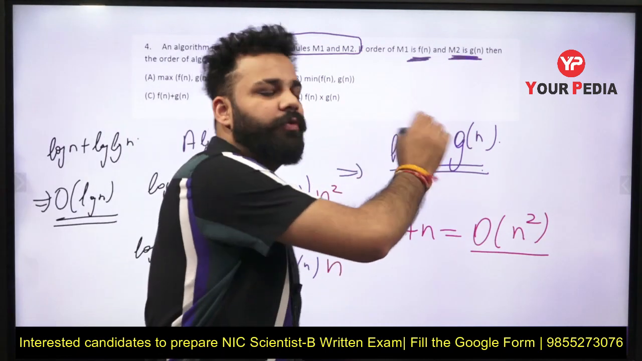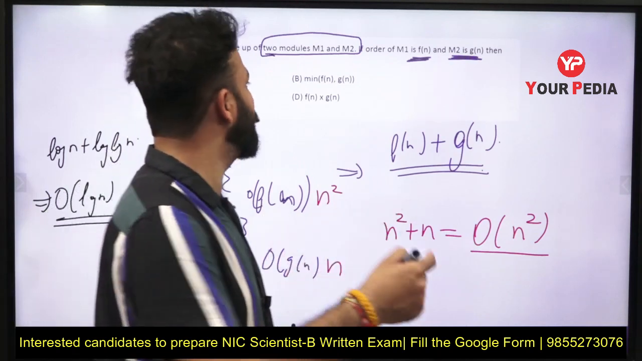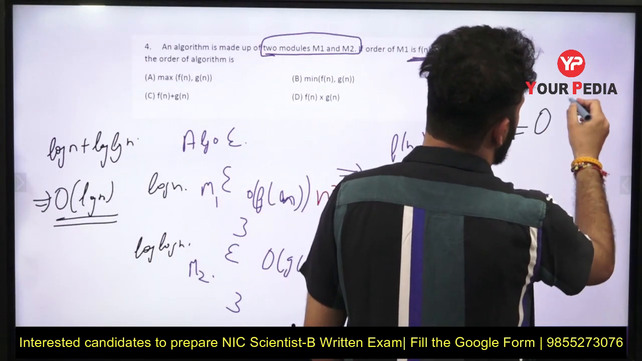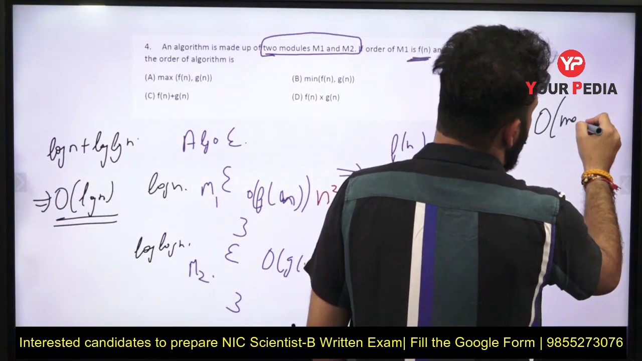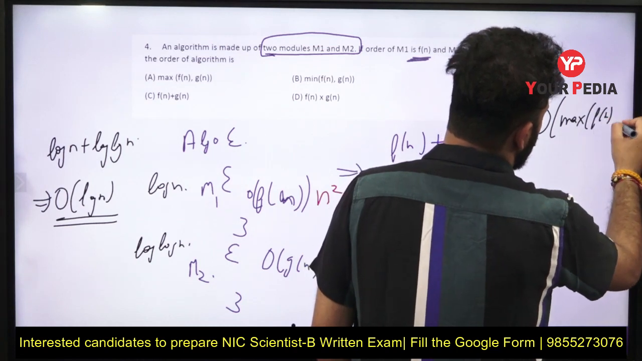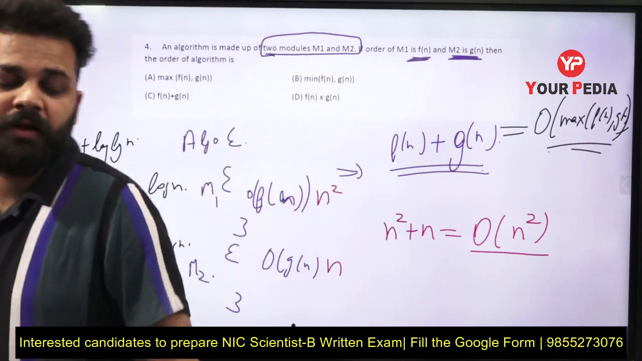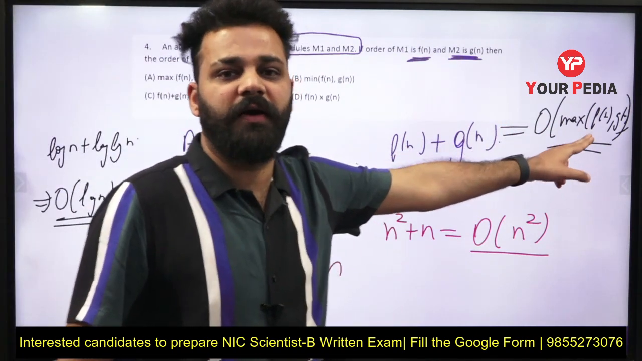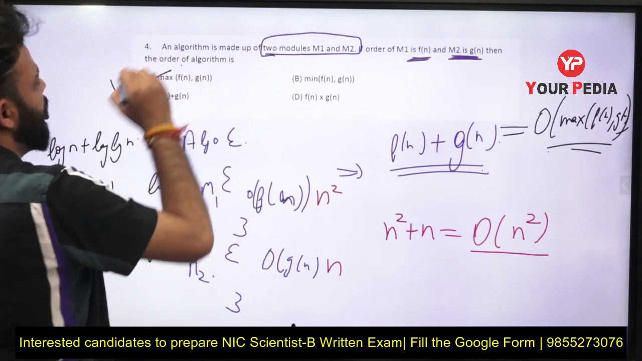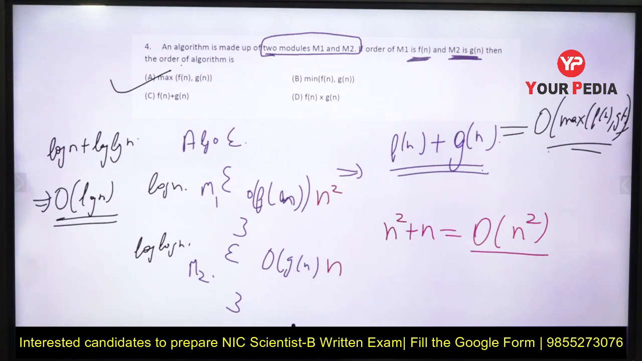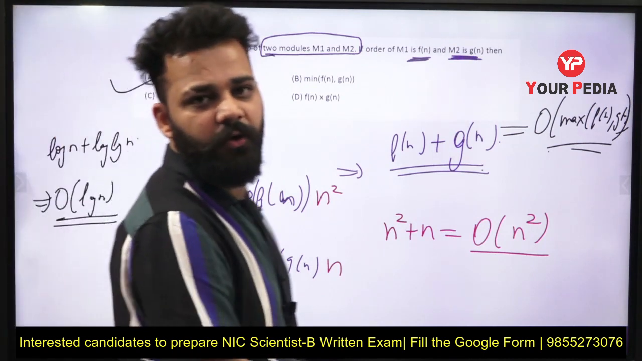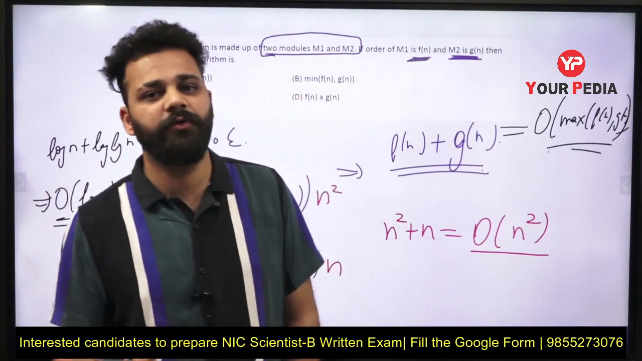So though we are using f of n plus g of n, the final time complexity will always come out to be max of f of n comma g of n. Both are correct, but this one is the stronger answer. So we will choose max of f of n, g of n as our answer. So I hope you understood the concept that we have used in these questions.